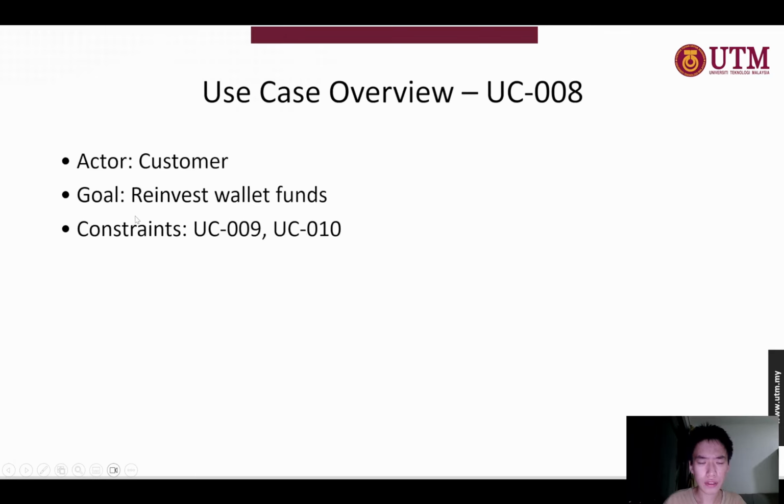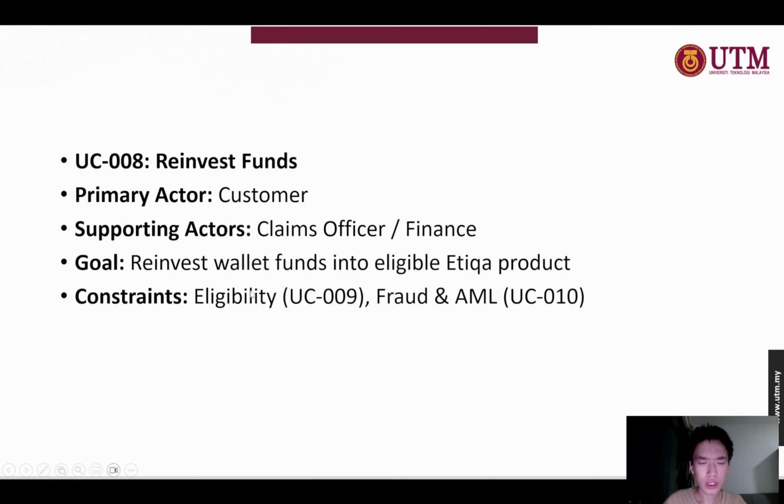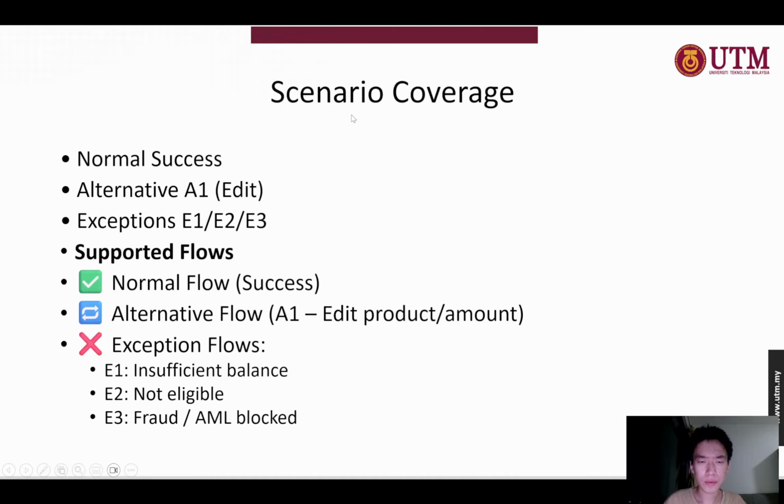We have some related use cases, which are use case 9 and use case 10. Use case 9 is for eligibility checking, and use case 10 is for fraud checking, which is checking the user's device security. The major actor is the customer, and the supporting actors include the claim officer and the financial team. So we include scenarios.